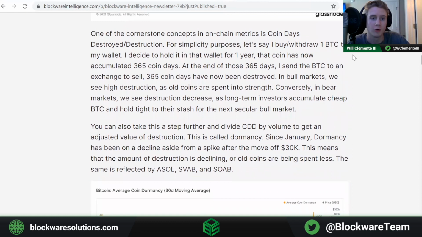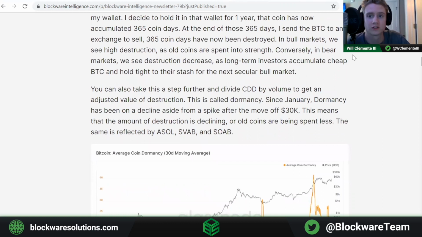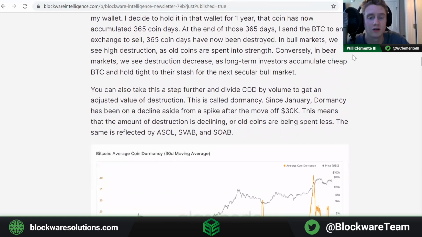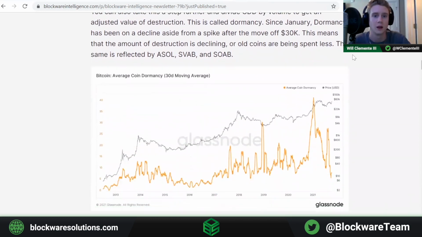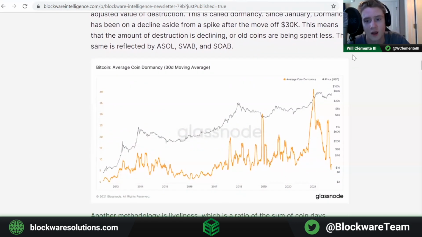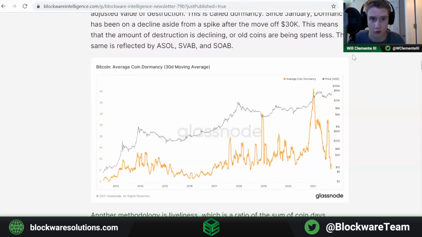And so in bull markets, we see really high destruction as older coins are spent into strength. And then conversely, in bear markets, we see destruction decrease as long-term investors accumulate cheap coins and hold on tight for the next secular bull market. You can take this a step further and divide this by volume to get the raw destruction. And then you can also look at similar things like ASOL, which is average spent output lifespan, SVAB, spent volume age bands, and also SOAB, or spent output age bands.